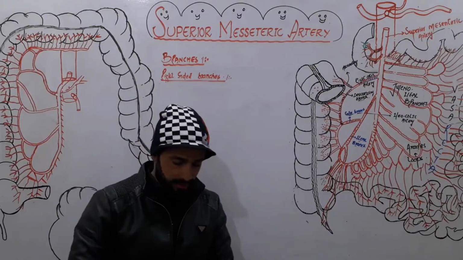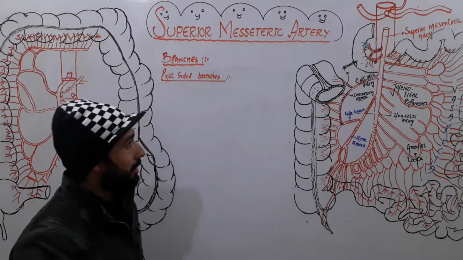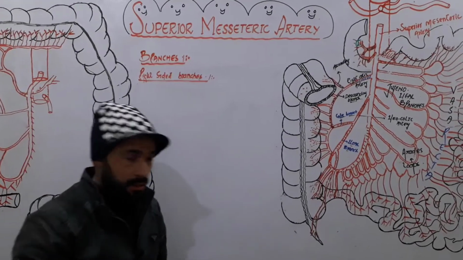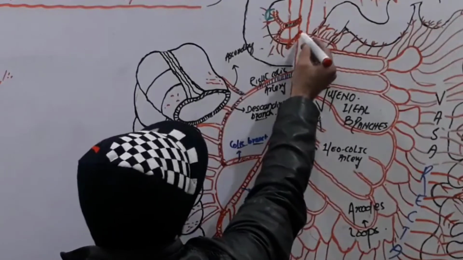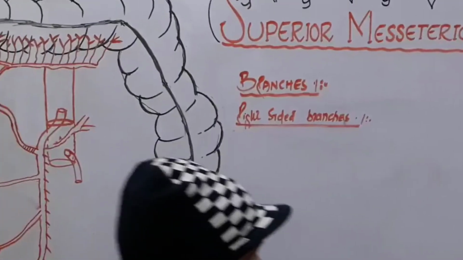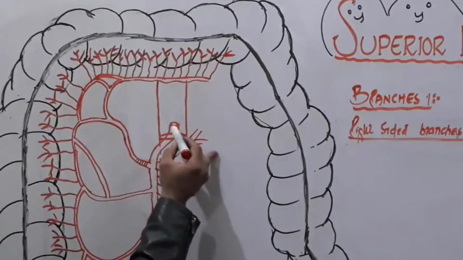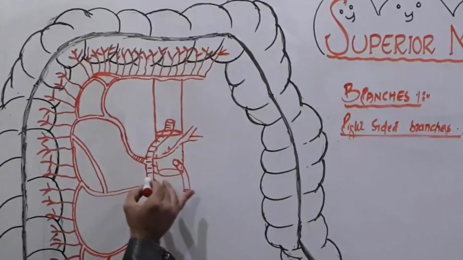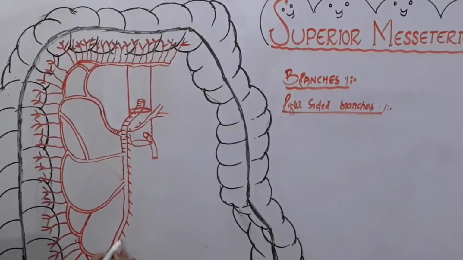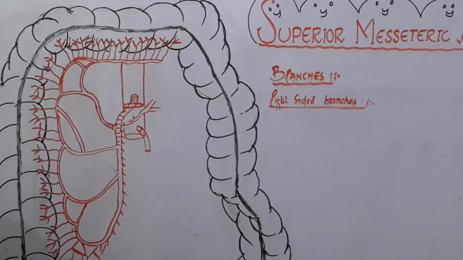Hello my dear friends, let us discuss the last branch given by the superior mesenteric artery. This one I'm talking about right now is the middle colic artery. Look carefully, friends: this is our abdominal aorta, this is the superior mesenteric artery, and it gives these small branches called the jejunal branches. We have discussed them in detail.